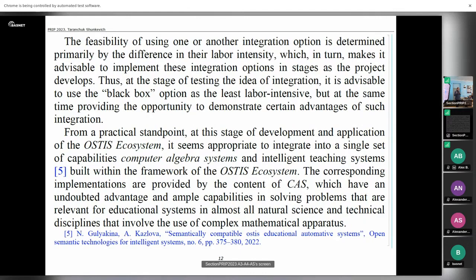In our current work, we are going step by step, and we use the first way of integration. We use the black box option just to prove our idea about integration of computer algebra systems and semantic systems.